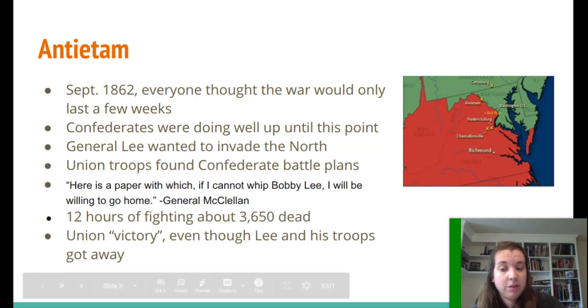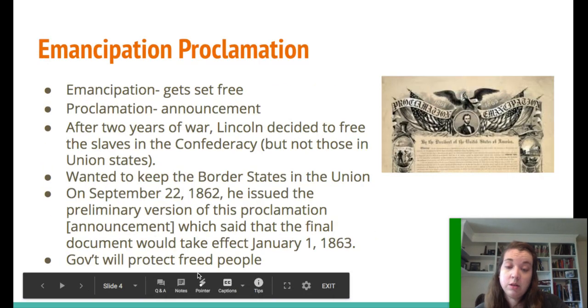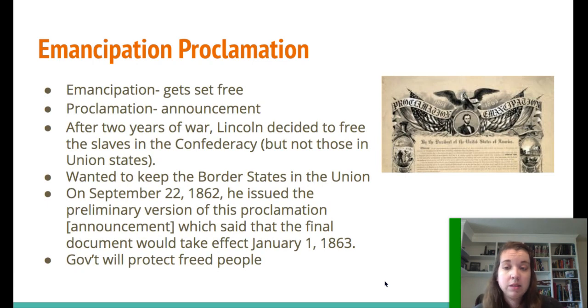Okay, so because of all this, Lincoln's going to use this to his advantage, and he's going to issue the Emancipation Proclamation. So emancipation means to get set free. So you might have heard the term before, an emancipated minor. That means someone who's under 18 who has emancipated themselves, meaning they don't need a legal guardian. You got to be at least 16 to do that, and there's a lot of court dates for that.